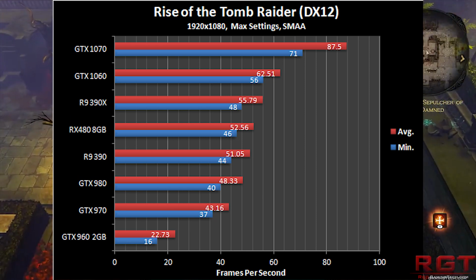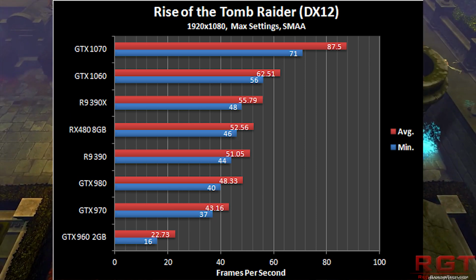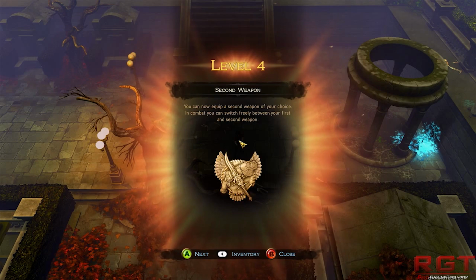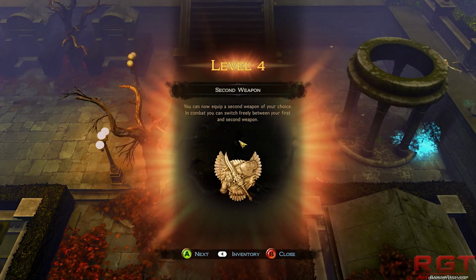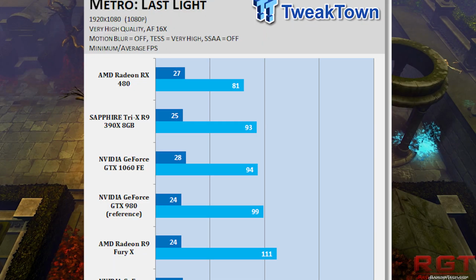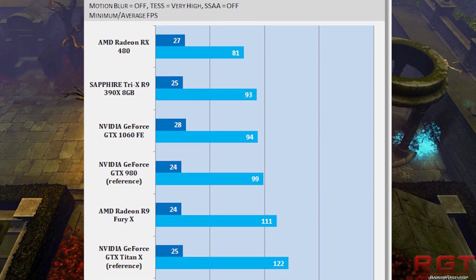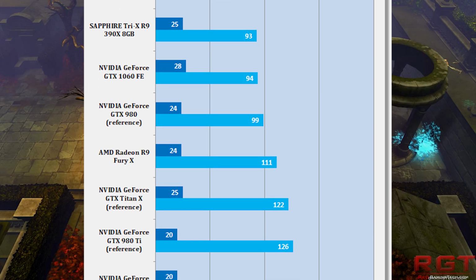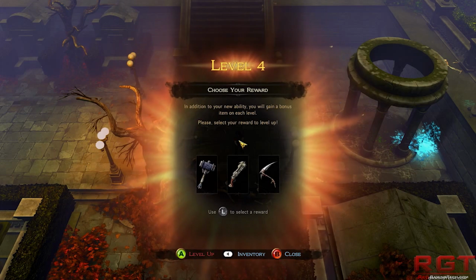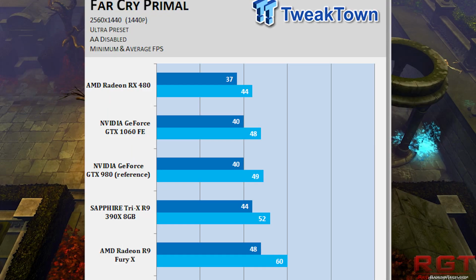Metro Last Light, the GTX 1060 on average gets around 94 frames a second, and with the RX 480 you're hitting 81 frames a second at 1080p, which once again is fairly close, whereas Far Cry Primal at 1440p, 44 frames a second compared to 48 frames a second.